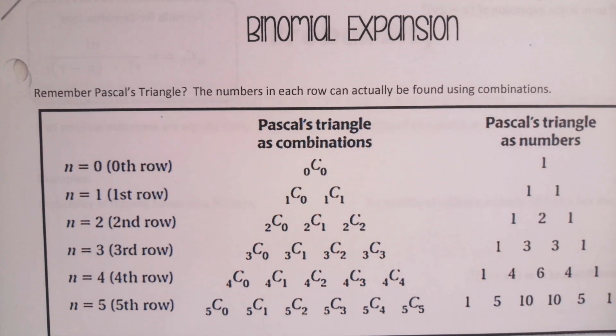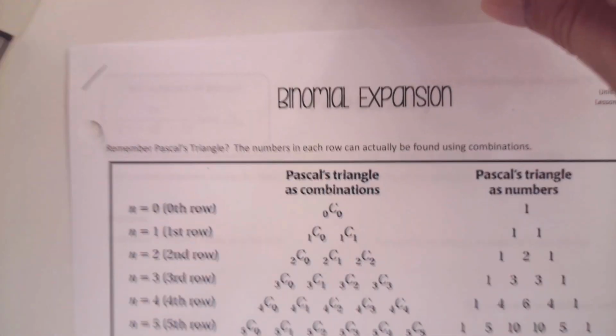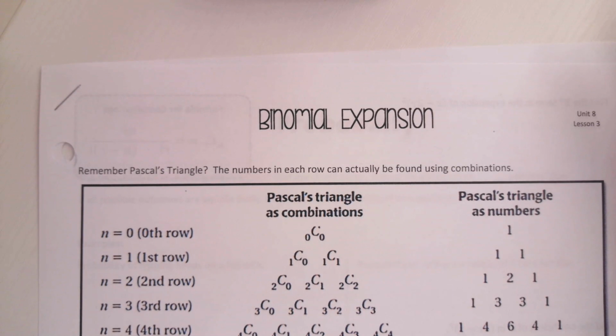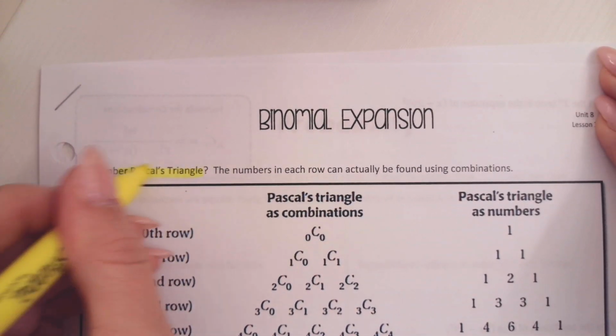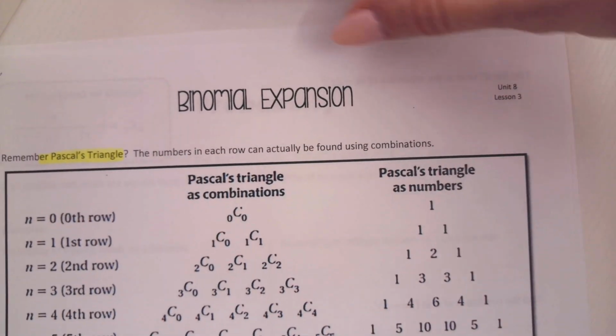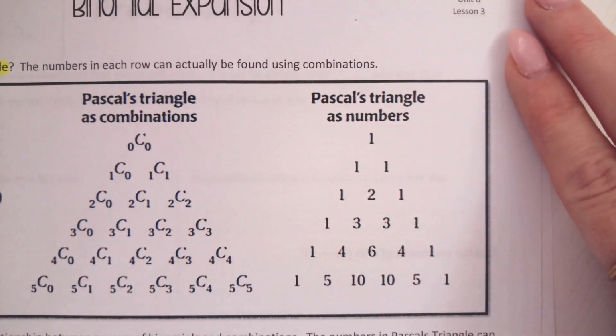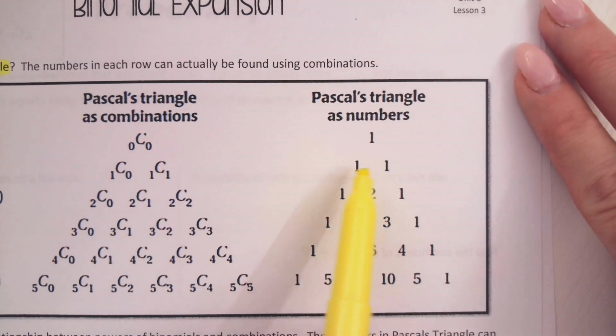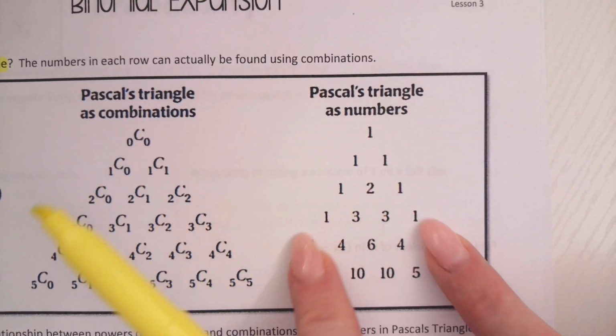Okay, binomial expansion. When we did this before, we used Pascal's triangle with it. Ye old Pascal's triangle. If you remember, Pascal's triangle starts with a 1 on the top. Okay? And then every row beneath it starts with a 1 and ends with a 1. So you always see 1s on the outer edges.